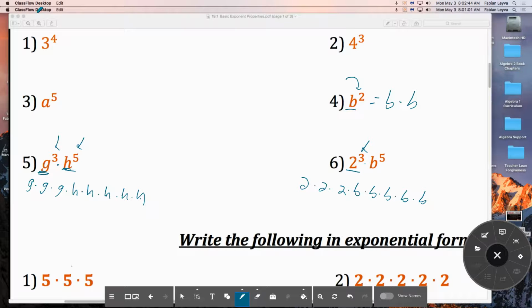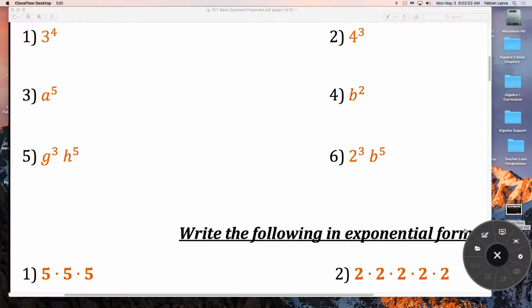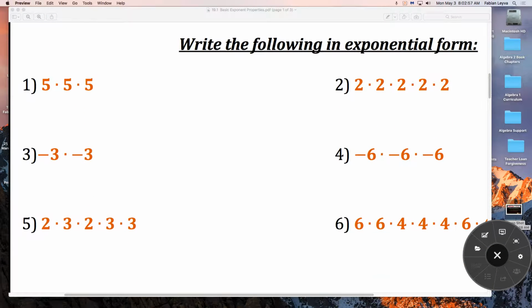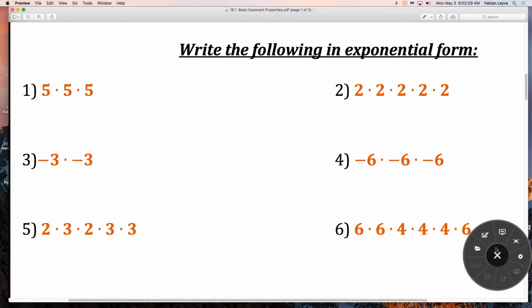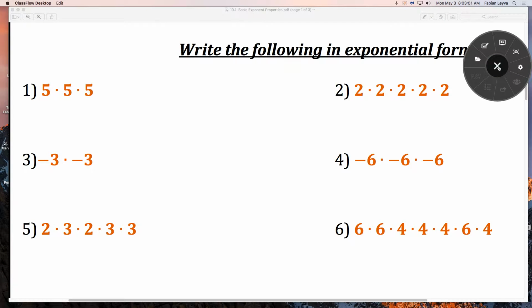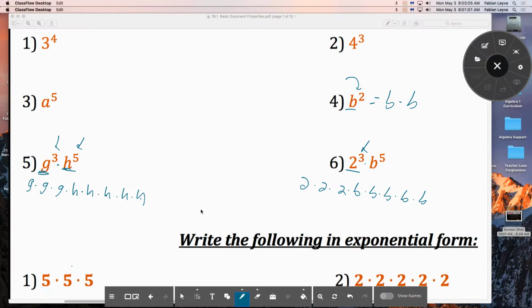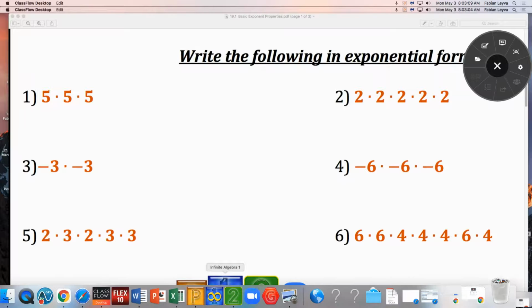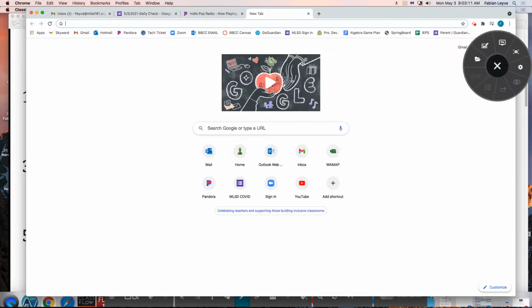Now, not only do I want you to be able to take an exponential form and expand it, I also want you to be able to work backwards. So I want you to go from expanded to the normal exponential form. Try out these problems right over here. I'll give you roughly about 40 seconds because these are either you know it or you don't problems, right? We'll go over it in a quick second afterwards.